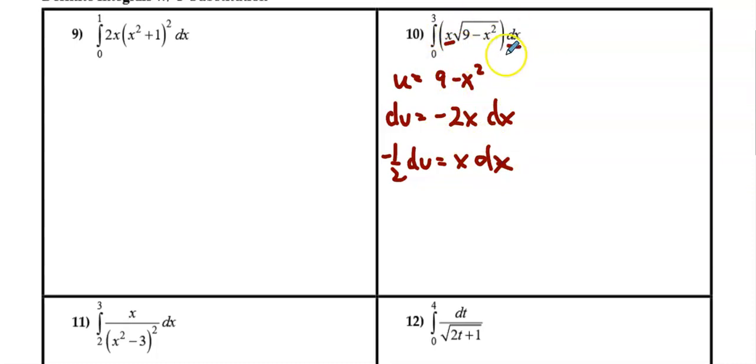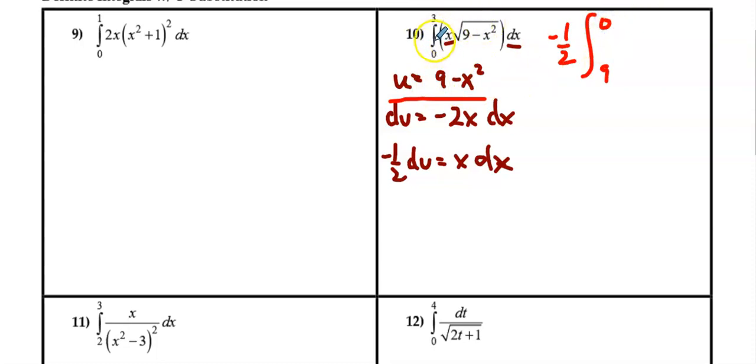So let's go ahead and start subbing in. We're going to go ahead and pull out the negative 1/2. And so right here, what I want to do is say, okay, when x is equal to 0, so again, I'm looking right here at this function, when x is equal to 0, what is the u going to be? So when x is equal to 0, I get u equals 9 minus 0, which is going to be 9. And then when x is equal to 3, then I plug in 3 here. I get 9 minus 3 squared, which is 9 minus 9, which is going to be 0.